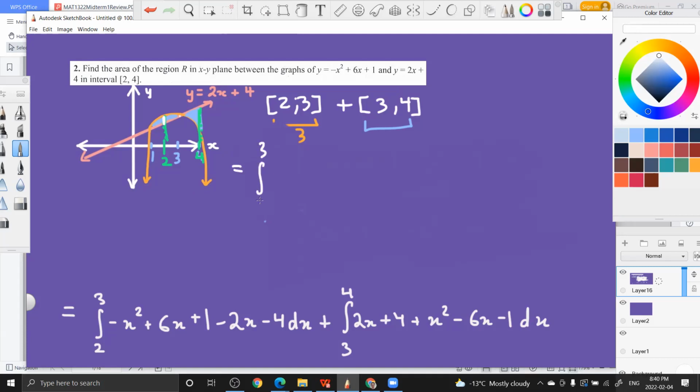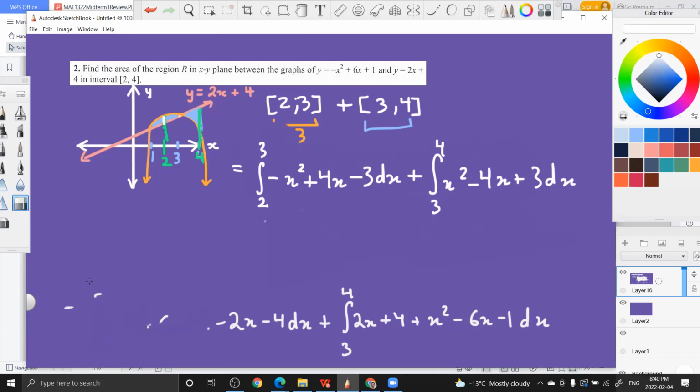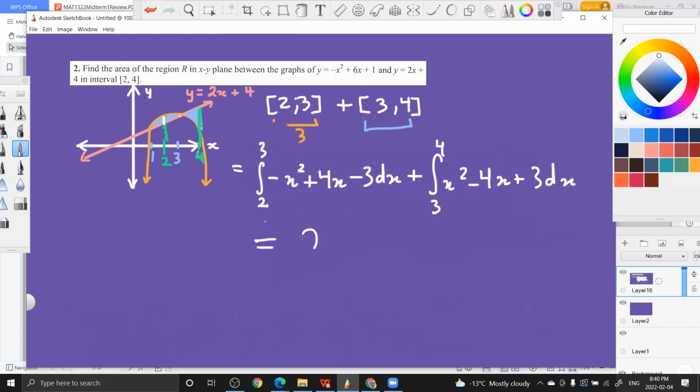We get the integral from 2 to 3 of negative x squared plus 4x minus 3, plus the second integral from 3 to 4 of x squared minus 4x plus 3. Okay, and so this one is pretty easy to do. I'm gonna save your time, so I'm gonna give you the answer, and you should get 2 as the answer.